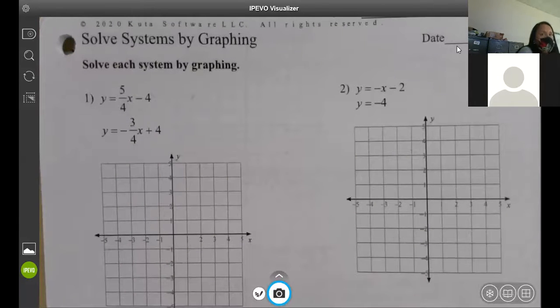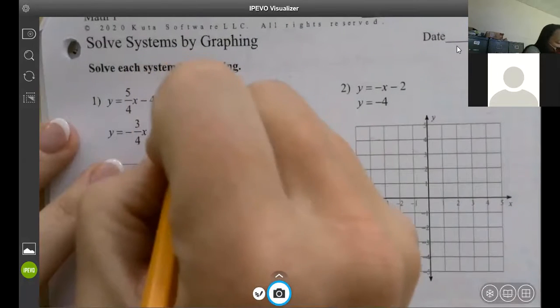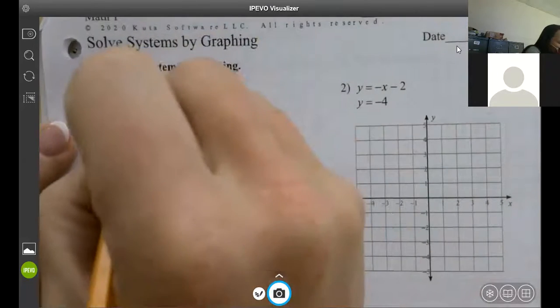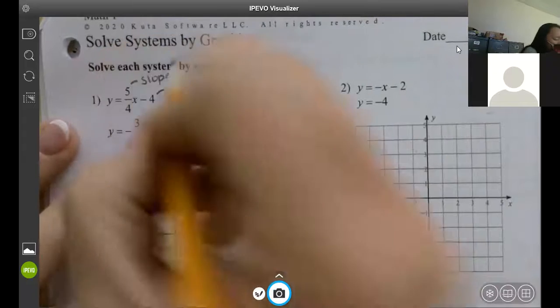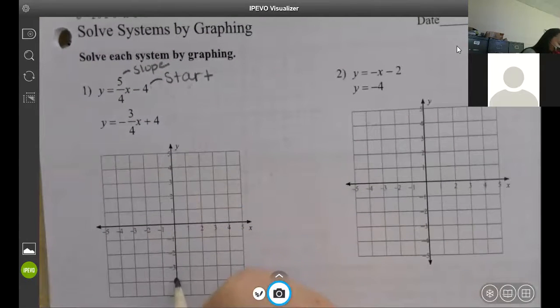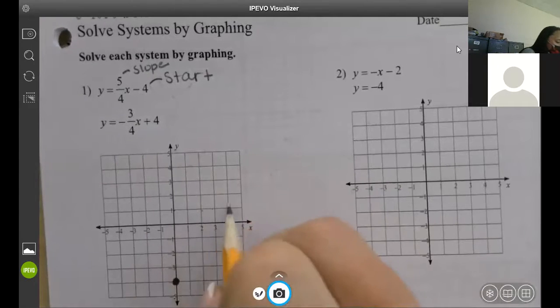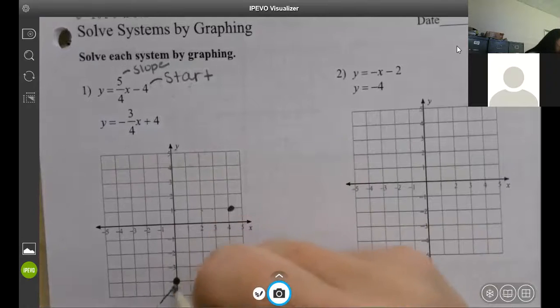So to solve systems by graphing, we're just going to literally graph each equation. So remember, this is where you start, and this is your slope or your rise over run. So we start at -4 and we rise 5, 1, 2, 3, 4, 5, run 4. So that's our first line right there.